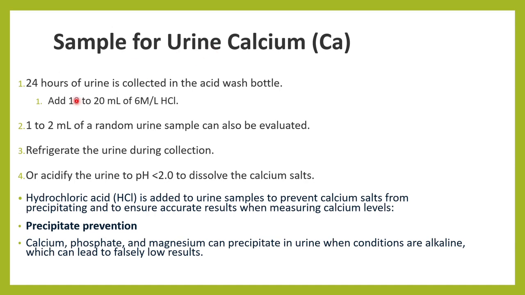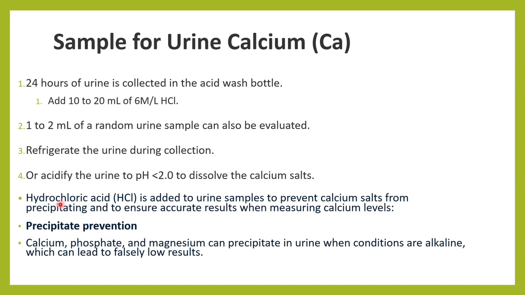We can test calcium in the urine either with a 24-hour urine sample or with a random sample. Whenever we do a 24-hour urine sample, we take an acid-washed bottle. We add 10 to 20 ml of HCl, wash it, and then give it to the patient. We acidify the urine to a pH of less than 2, because the hydrochloric acid added to the urine sample is there to prevent calcium salts from precipitating.